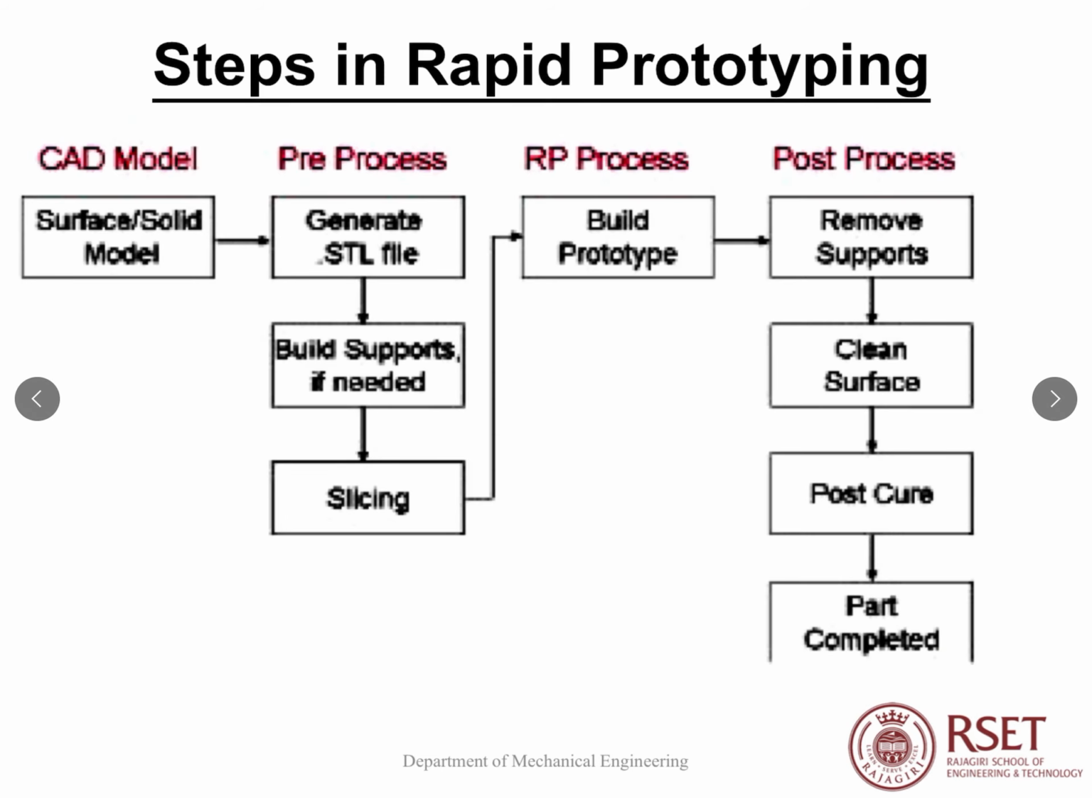This represents the steps involved in rapid prototyping. First, we start with a design CAD model. Then we pre-process it. We convert this CAD model to an STL file.